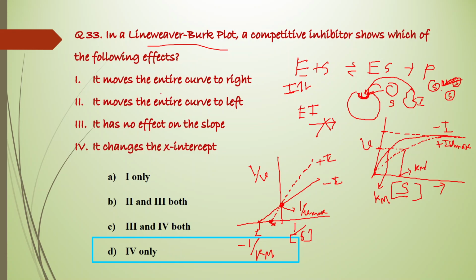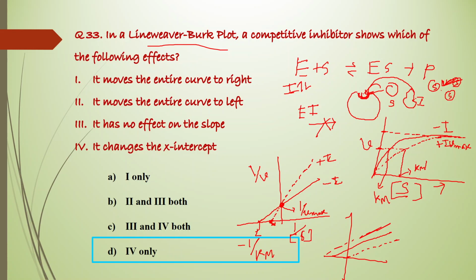The first option is it moves the entire curve to the right. No, the curve does not move entirely to the right. Moves entirely to the right means, suppose initially the curve looks like this, then it will look something like this. No, the curve is not looking like that. It moves the entire curve to the left, that would look something like this. This is also not happening. This second option is also wrong.